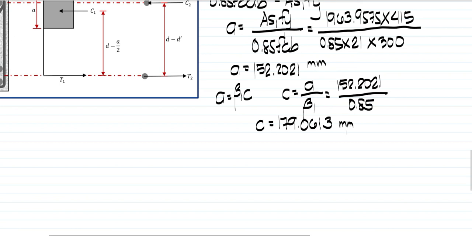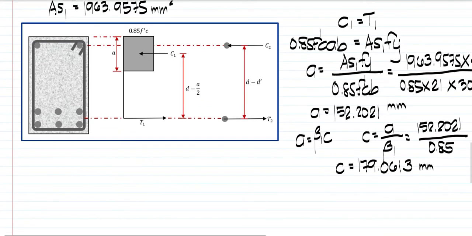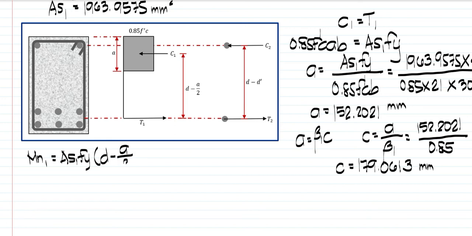Now from the same stress diagram, we could get the first nominal moment. Since we already have the value of a, the depth of compression block, we can get it on the tension side or on the compression side. For this problem, let's get it on the tension side. So Mn1 is equal to As1 Fy times (d minus a over 2).